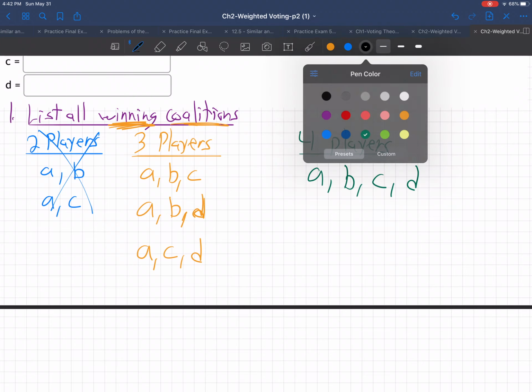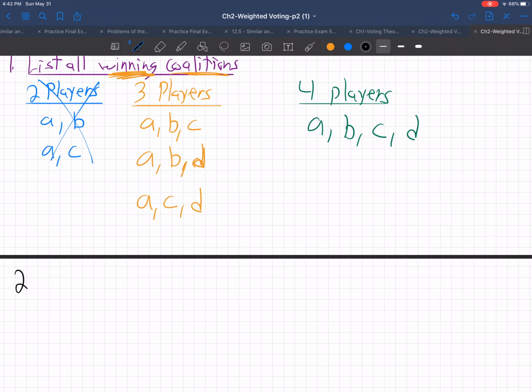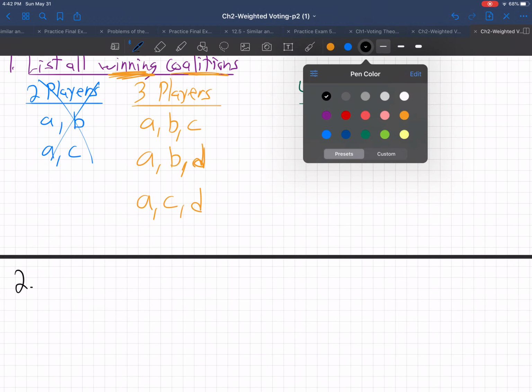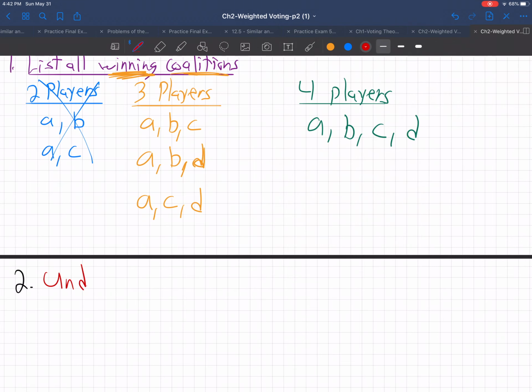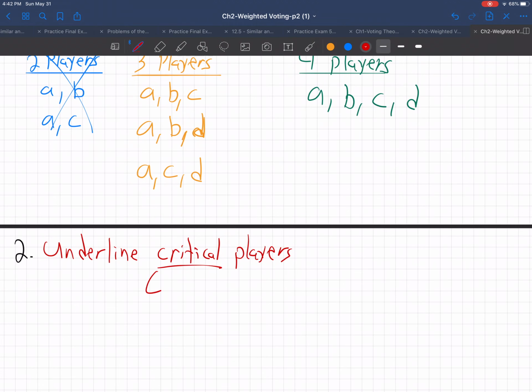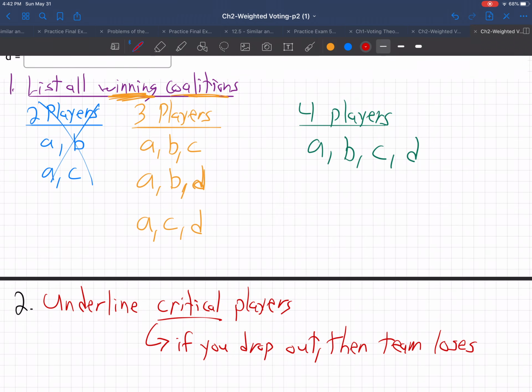Now, let's go back, and so step 2 is to underline the critical players. Underline critical players. So how is somebody critical? Critical is if you drop out, then the team loses. So that's what it means to be critical. If you drop out, then the team loses. So let's go up and give it a try. One at a time. Here we go.